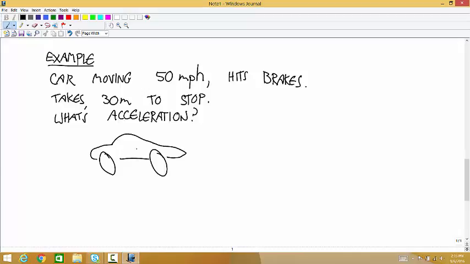This is how to draw a car that's stopping. Make the wheels go backwards. If you draw children's books, like in Go Dog Go, this is how they do it. And so the distance that it takes to stop is 30 meters.